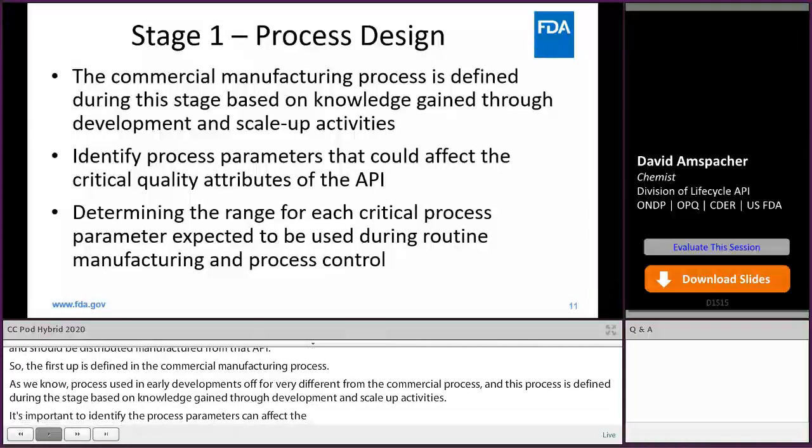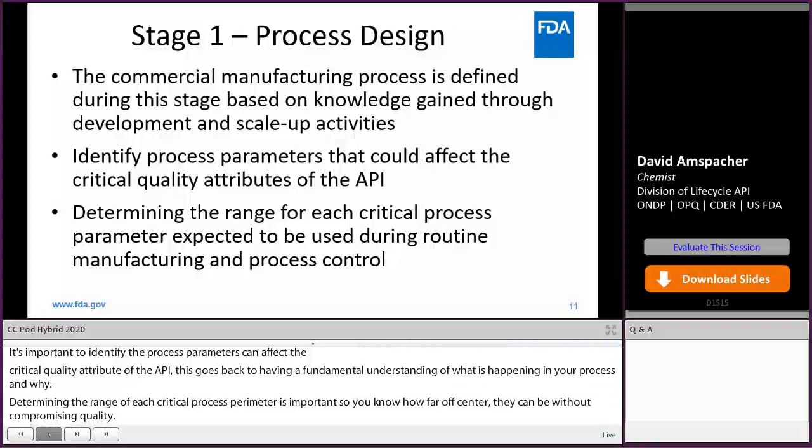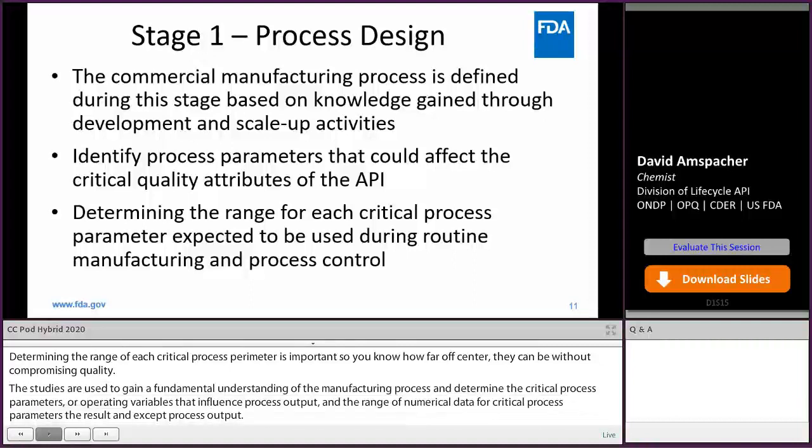Determining the range for each critical process parameter is important so you know how far off center you can be without compromising quality. These studies are used to gain a fundamental understanding of the manufacturing process and to determine the critical process parameters or operating variables that influence process output and the range of numerical data for critical process parameters that result in acceptable process output. If the capability of a process is properly delineated, the process should consistently stay within the defined limits of its critical process parameters and product characteristics.